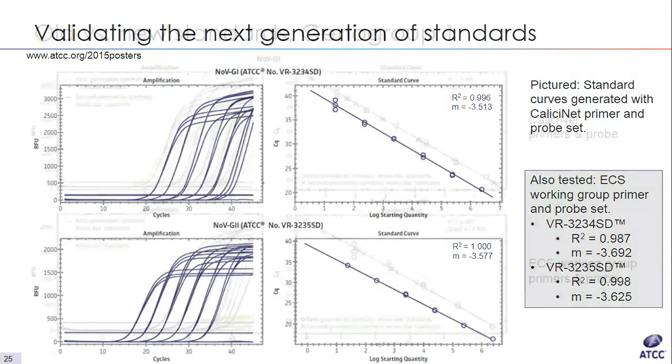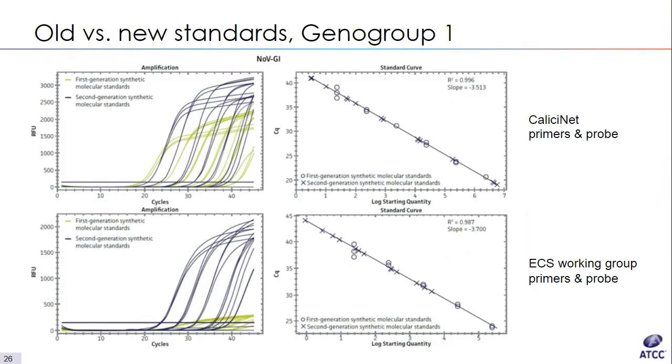With two sets of constructs, the obvious next step is to compare them. Here we have a direct comparison of the old and new Genogroup 1 constructs using the CaliciNet assay and ECS assays, with the new construct in blue and the old in green. You can see on the upper panels that the new construct performs similarly to the old using the CaliciNet assay. However, we show on the lower panels that it dramatically outperforms the old one when using the ECS assay, where the primers didn't bind well at all to the first construct.